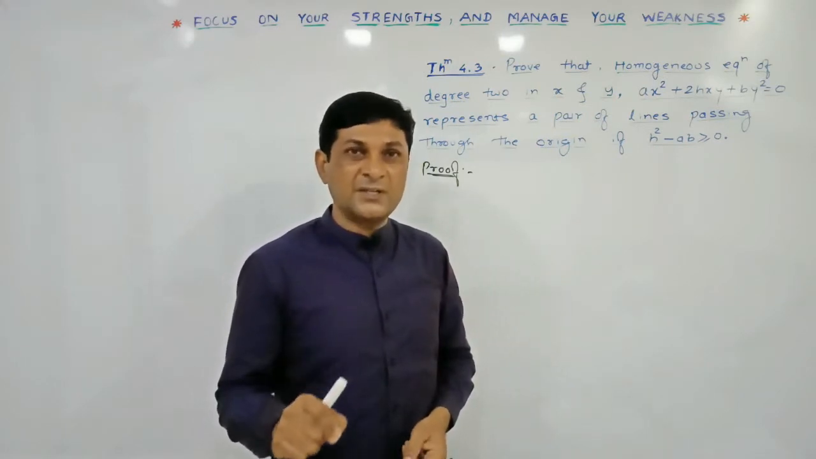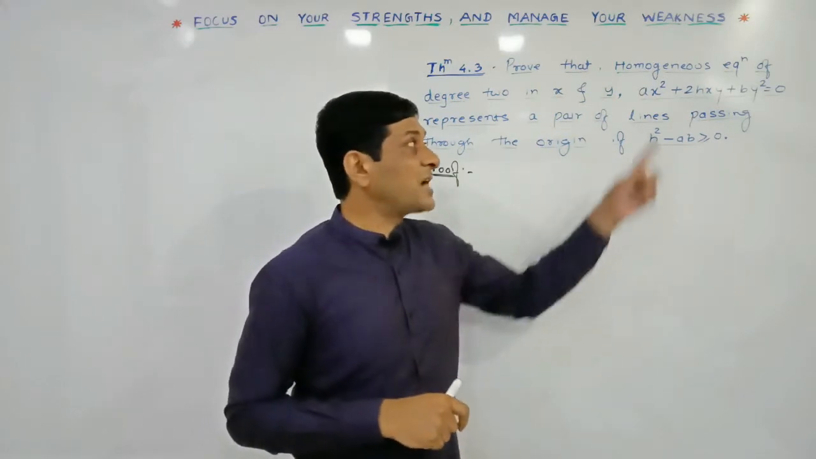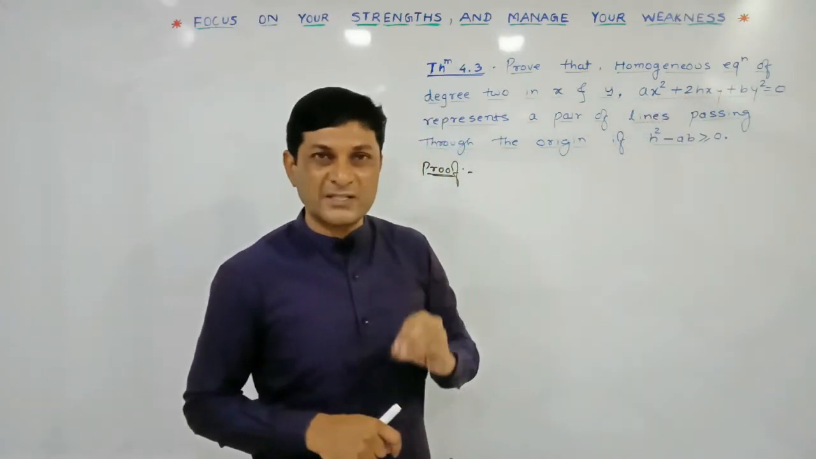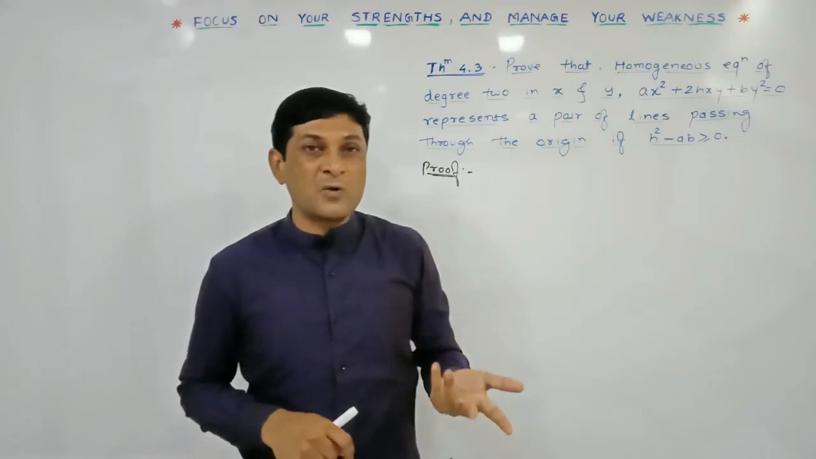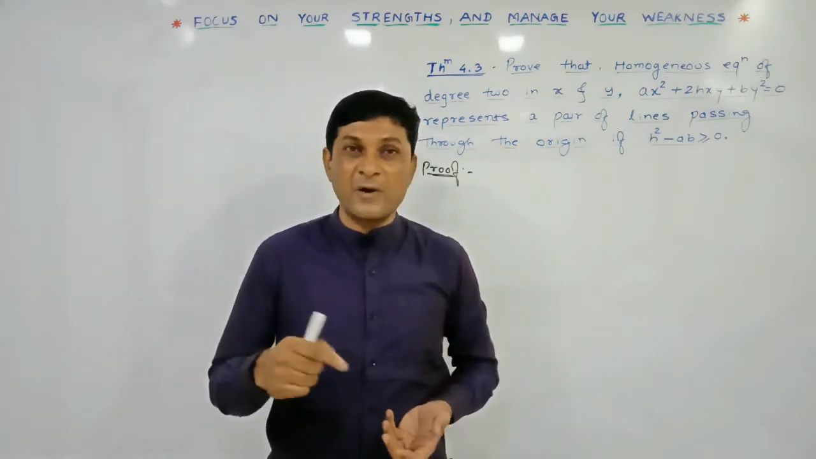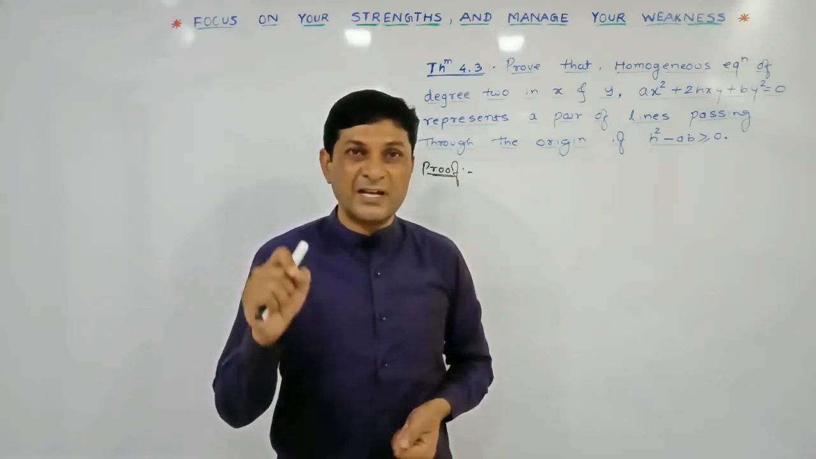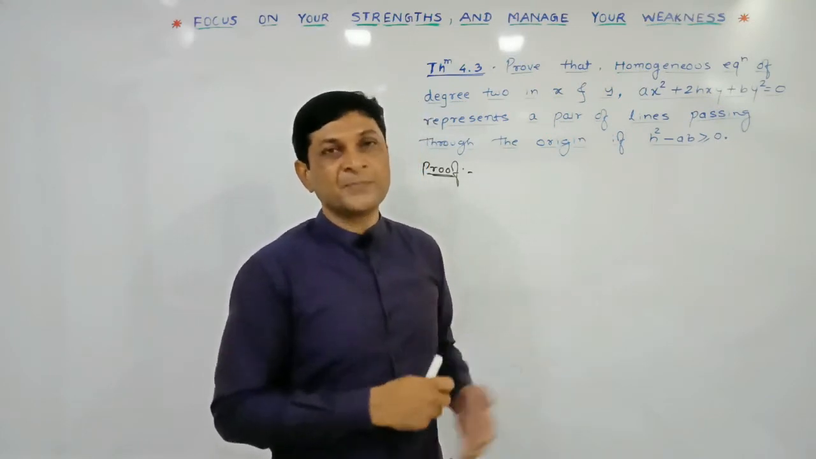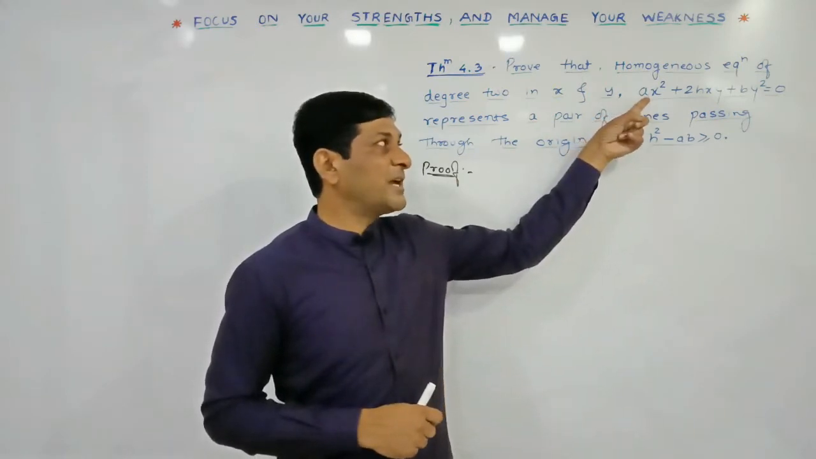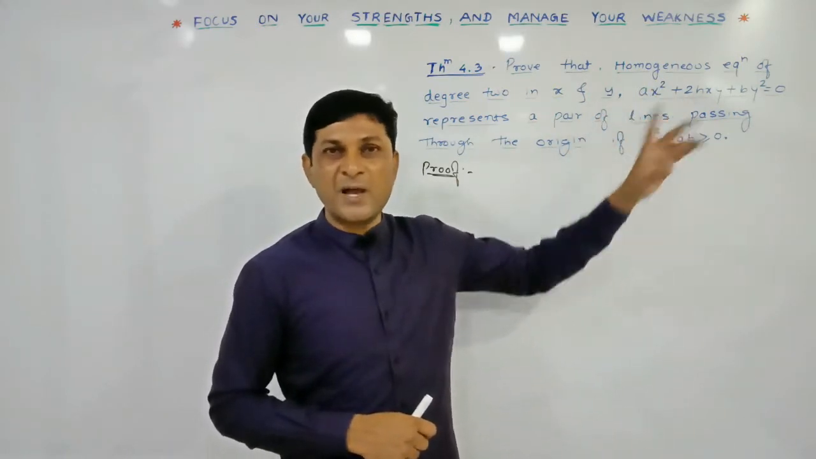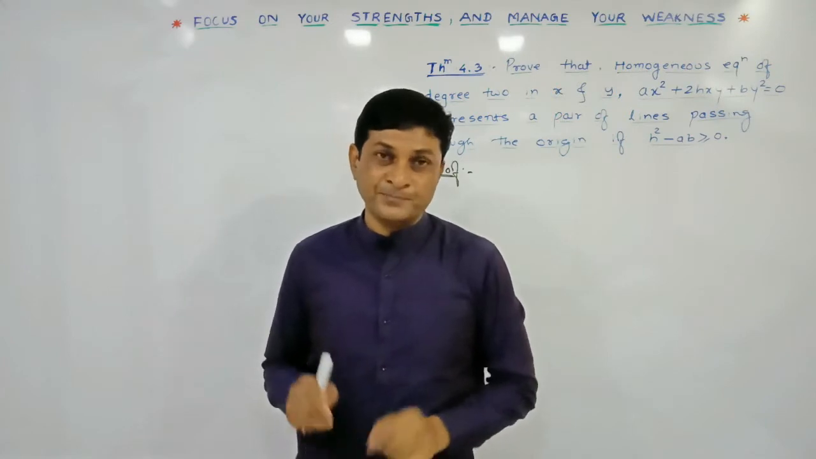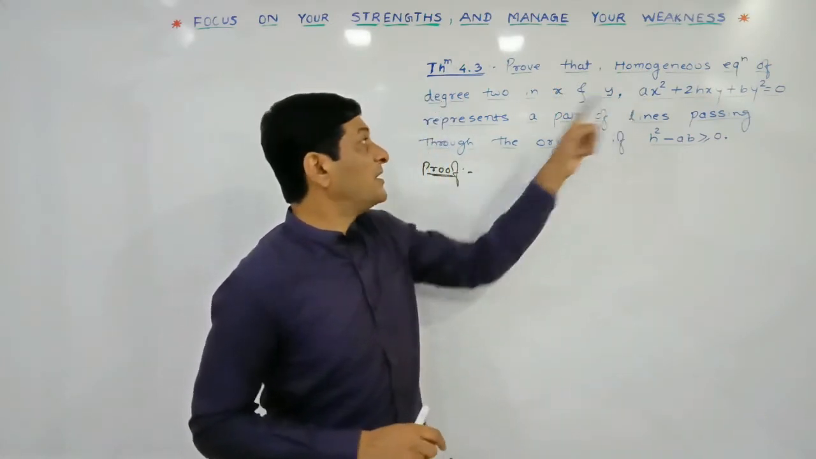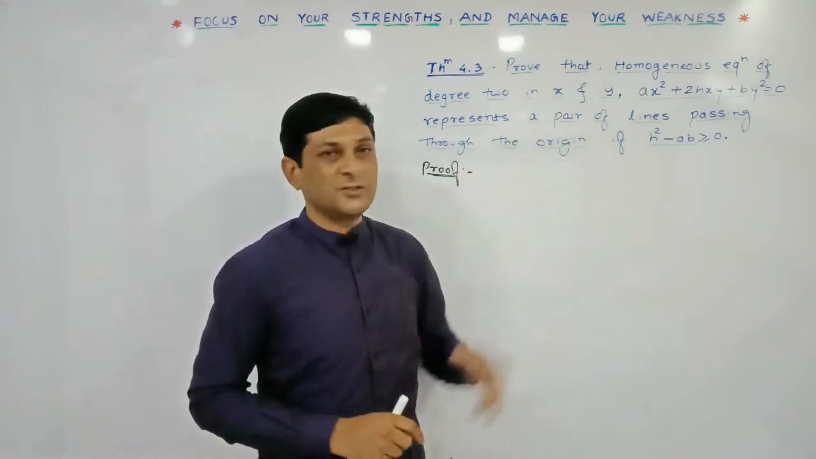A homogeneous equation of degree second in standard form can be written as ax square plus 2hxy plus by square is equal to 0. You have studied linear and quadratic equations. A quadratic equation in standard form can be written as ax square plus bx plus c is equal to 0. In the same way, the homogeneous equation in standard form is ax square plus 2hxy plus by square is equal to 0. Now let us try to prove that this equation represents a pair of lines passing through the origin.